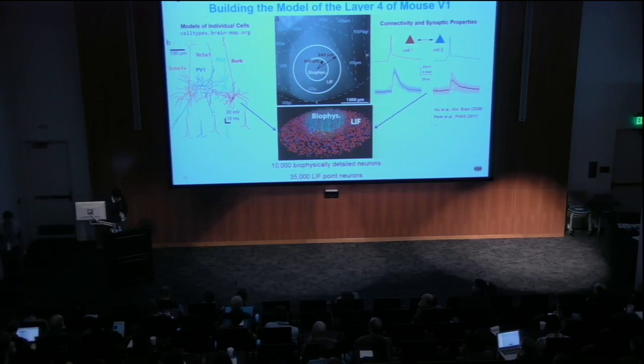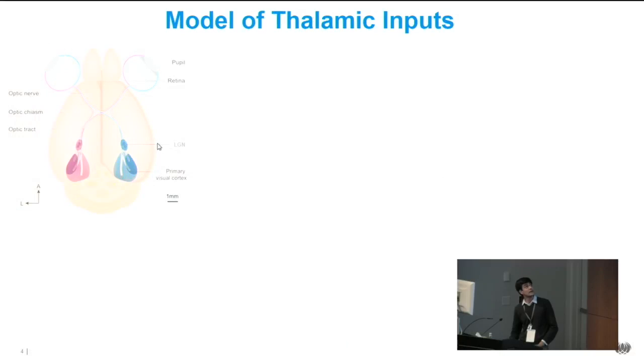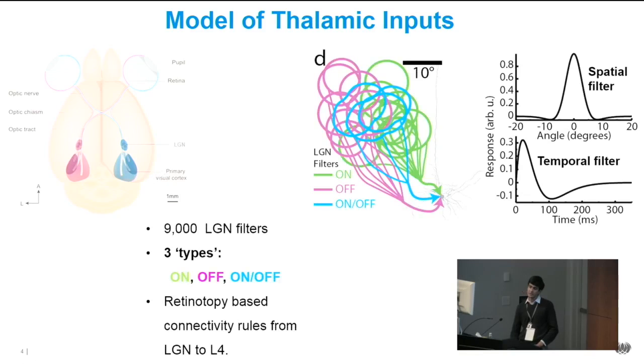Thank you, Anton. So as Anton mentioned, we need to develop a model for inputs to this layer 4 model that we are developing. And we know that visual information does not reach layer 4 directly in the form of a movie. Rather, information gets processed in the retina and the LGN, and then this information is passed on to layer 4 in the form of input spikes from the LGN. So in order to enable this transformation from visual stimuli to spikes, we developed a simple filter-based model of thalamic inputs.